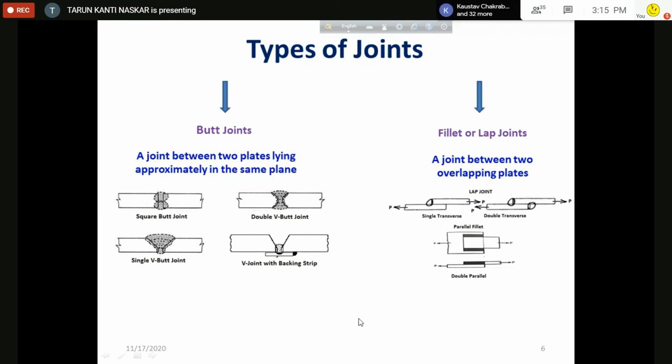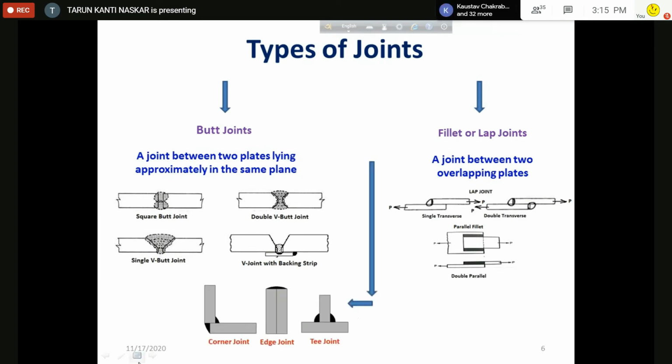Double parallel. Now another one, that is corner. This is one plate, that is another plate, and a corner joint is formed in this manner. This is welding. Edge joint.